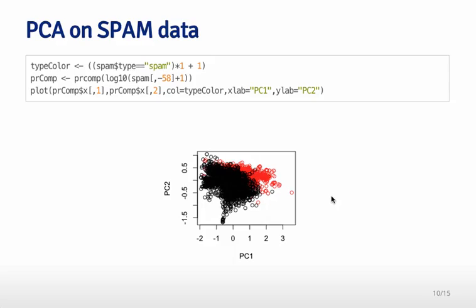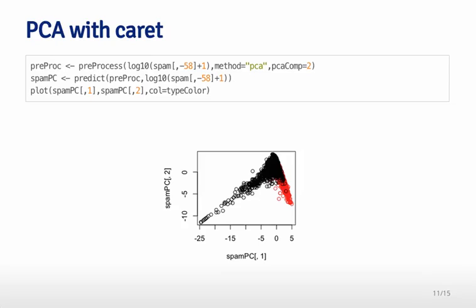The red ones correspond to spam observations, the black ones to ham observations. You can see that in principal component 1 space, so along the principal component 1, there's a little bit of separation of the ham messages from the spam messages. In other words, the spam messages tend to have a little bit higher values at principal component 1. So this is a way to reduce the size of your data set while still capturing a large amount of variation, which is the idea behind feature creation.